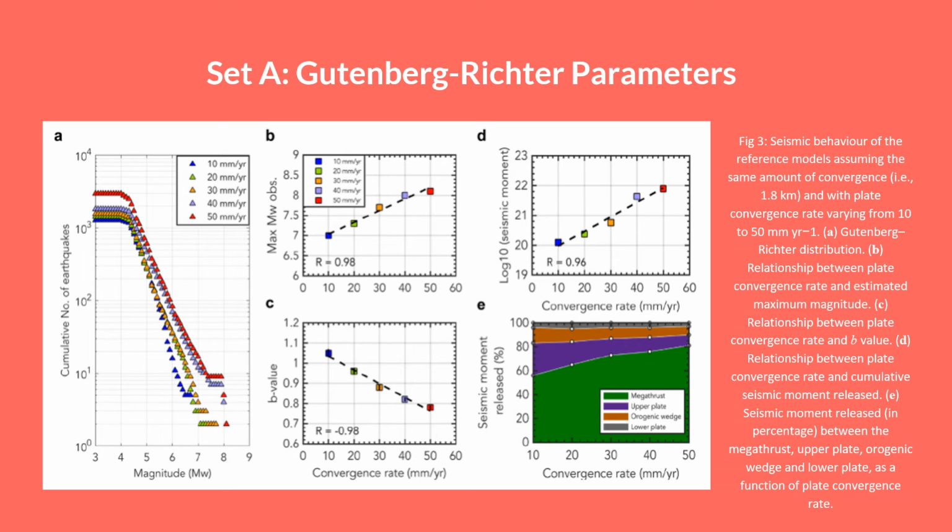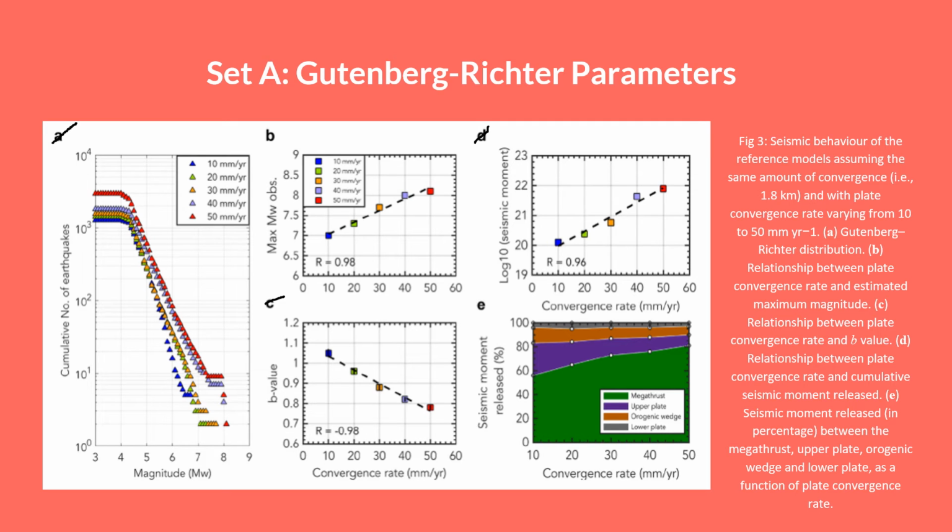Now, if we calculate the Gutenberg-Richter parameters from this model, we'll get results which look something like this. The first image, the A part, basically gives us the Gutenberg-Richter distribution. The B part gives us the relationship between the plate convergence rate and estimated maximum magnitude. As we can see, it has a linear relationship between them. The C part gives us a relationship between the convergence rate and b value, which also gives a linear relationship, and the relationship between the plate convergence rate and cumulative seismic moment release is given in the D part.